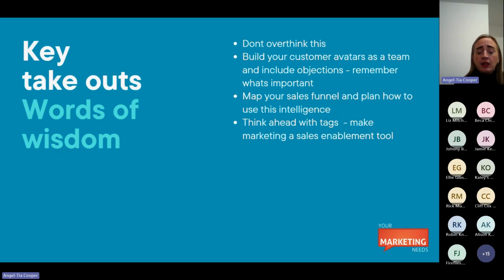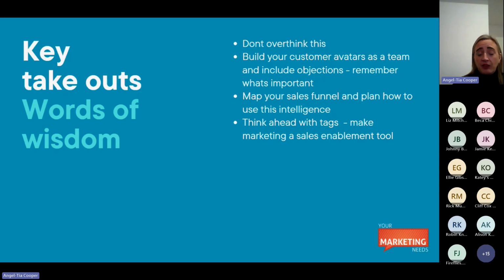And then one thing I would say to you is map your sales funnel and plan how you can use this intelligence. If your sales funnel starts with education and awareness, how can you be using that avatar there? It could be that you're running some LinkedIn ads, using your avatar to build that persona in LinkedIn and serving ads to that. It could be that you create a specific section on the website with a giveaway to put people in the top of your sales funnel that fit that Kathy avatar.